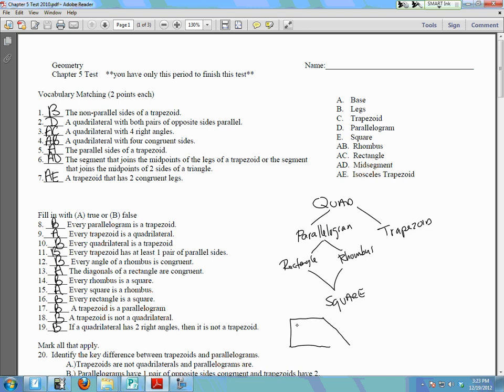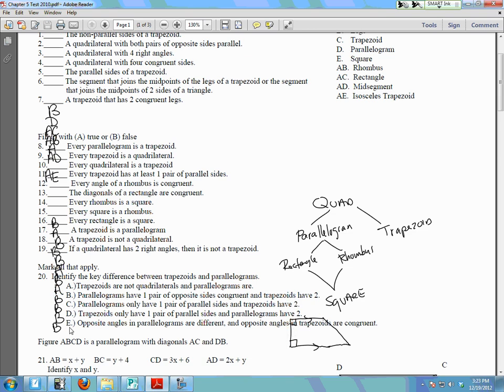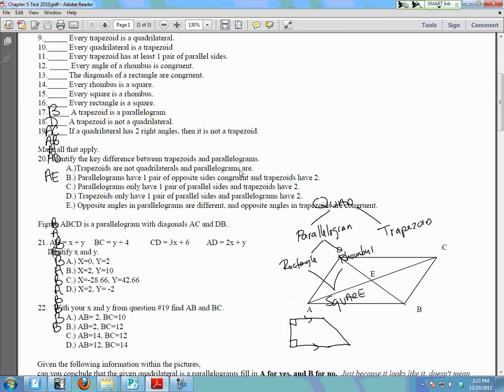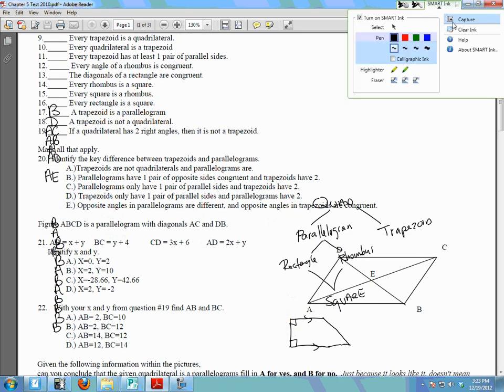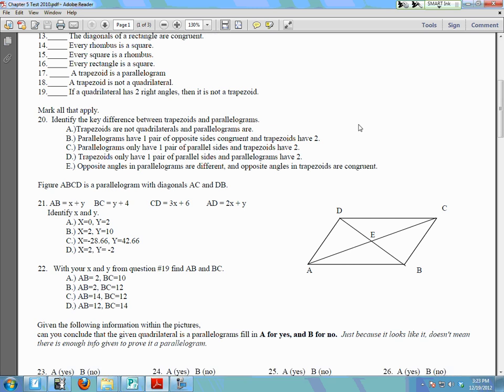It might look something like that, where that's a right angle, that's a right angle. Here are your parallel sides. That would be a trapezoid, and it has 2 right angles, so that's why this is false. Going down to number 20, it says identify the key difference between trapezoids and parallelograms. The key difference is that trapezoids only have 1 pair of parallel sides and parallelograms have 2, so it should be option D.